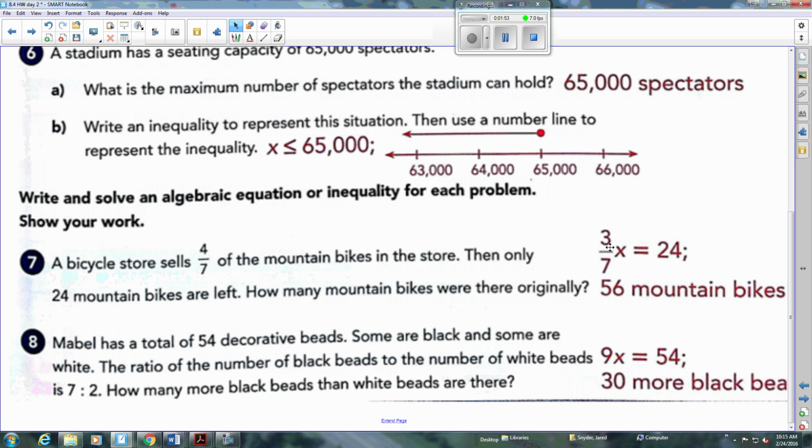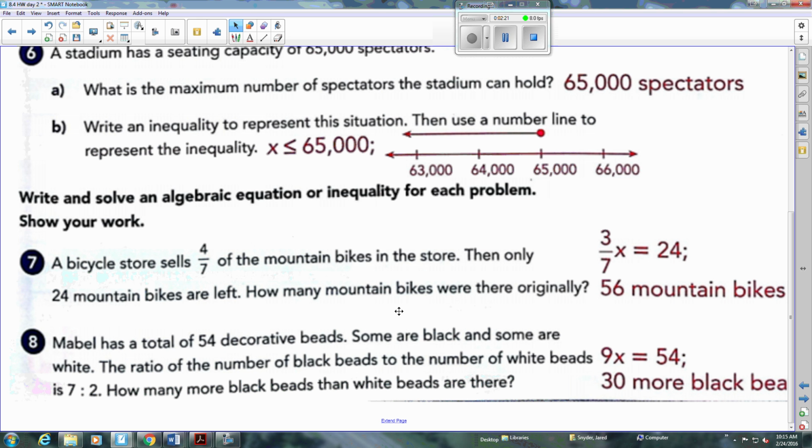So 3/7 times x equals 24. You would then multiply by 7/3 because it would be dividing by 3/7. Okay, so you would write down 7/3 times 24, and you end up with 56 mountain bikes. Again, hopefully you guys are listening to this and not just trying to get through by writing down answers, because I'm going to be checking these for work.